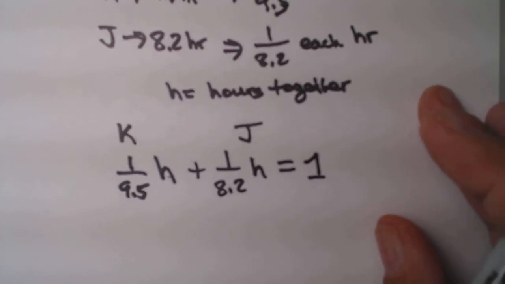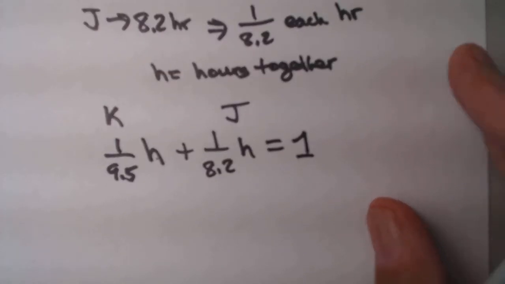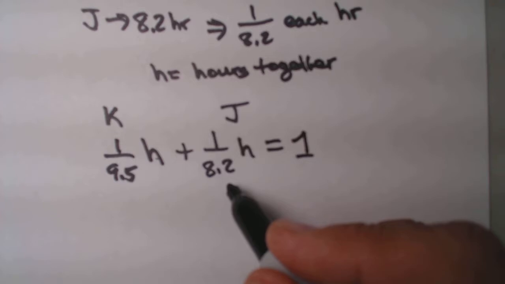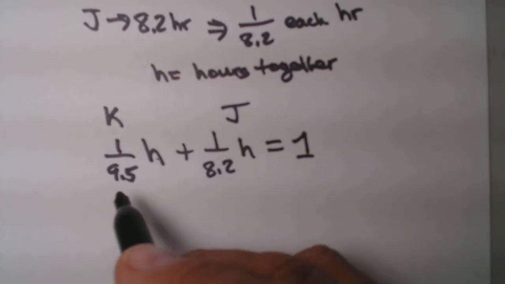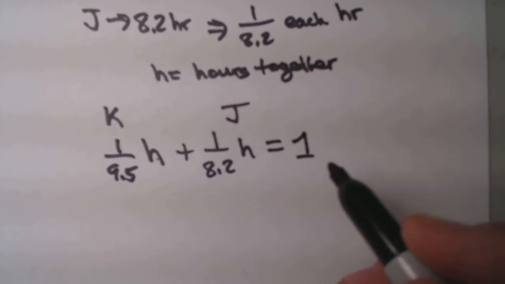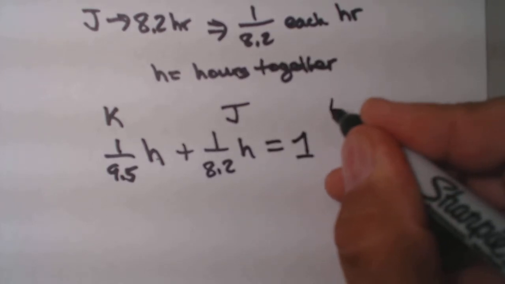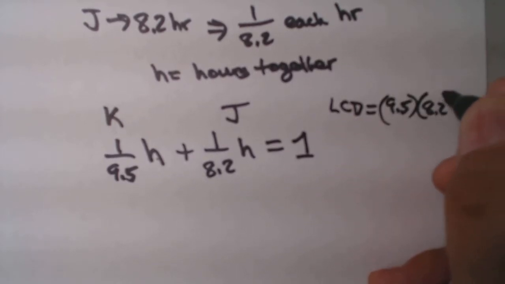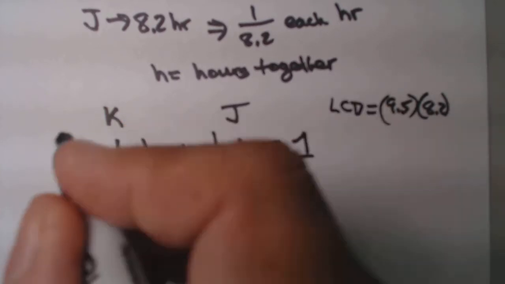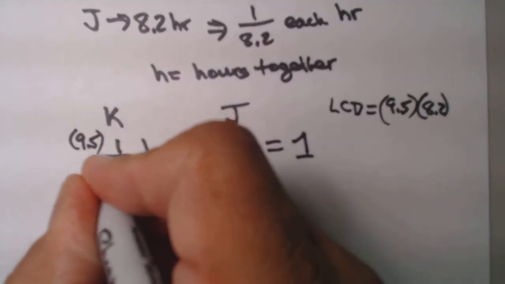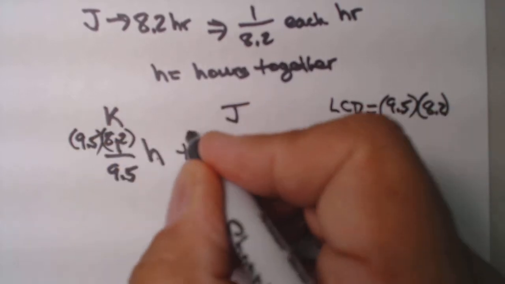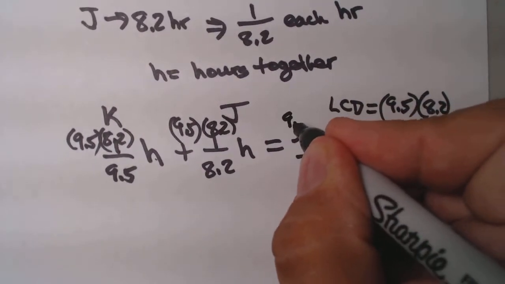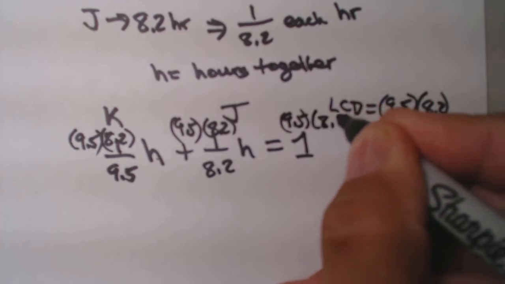Okay, well, now, here's what we're going to do for the LCD on this. Since we're using our calculator here, it doesn't matter if we get the LCD, any common denominator will work. And I'm just going to take the 9.5 times the 8.2. So that's what we'll use for the LCD, 9.5 times 8.2. Just the two denominators multiplied together. Well, okay, 9.5 times 8.2, 9.5 times 8.2, and 9.5 times 8.2.